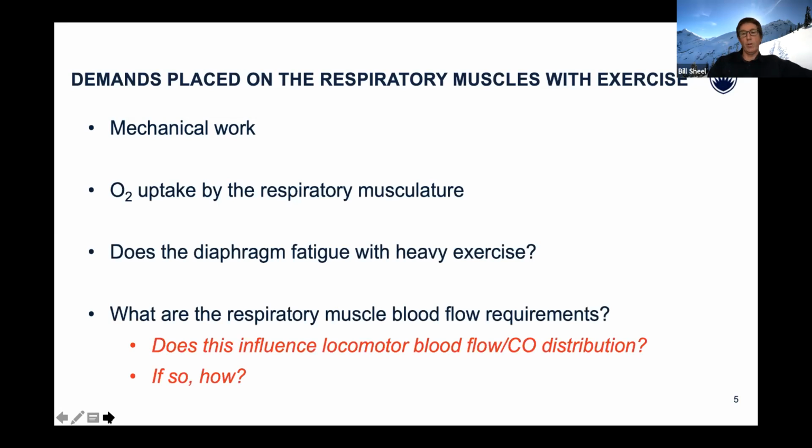What are the respiratory muscle blood flow requirements? And does that influence locomotor blood flow or cardiac output distribution? And if it does, what are the mechanisms? How does that occur?